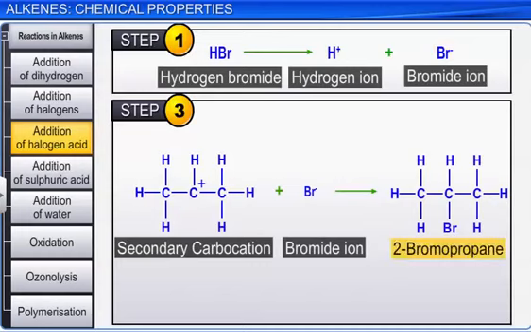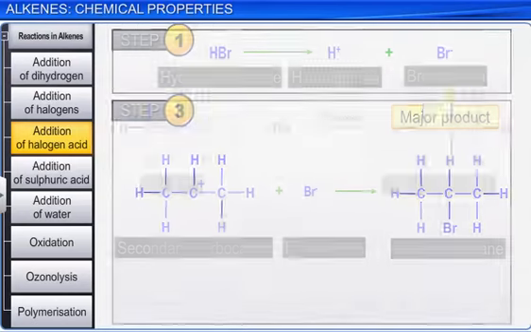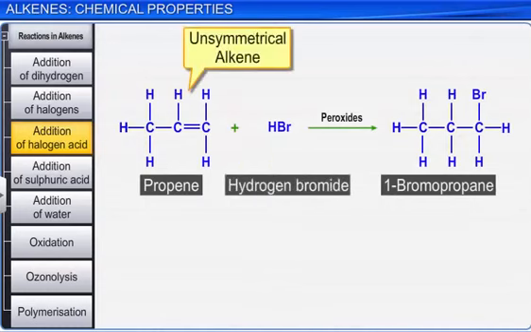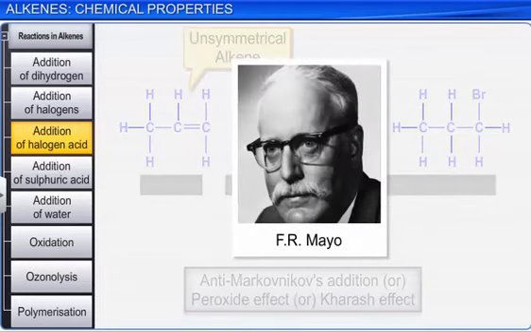However, the addition of hydrogen bromide to unsymmetrical alkenes like propene in the presence of peroxide is on the contrary to Markovnikov's rule and is known as anti-Markovnikov's addition or peroxide effect or Kharash effect, as it was first observed by M.S. Kharash and F.R. Mayo in 1933 at the University of Chicago. The peroxide effect takes place via the free radical mechanism.